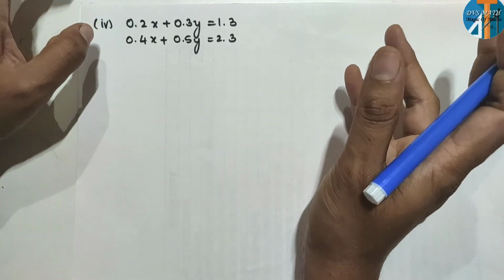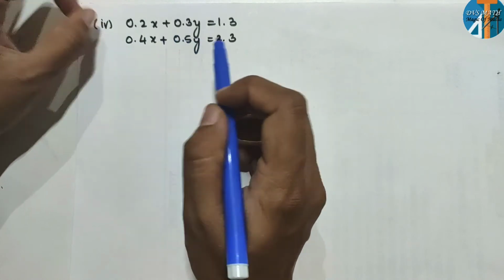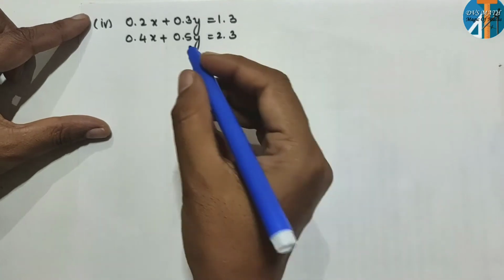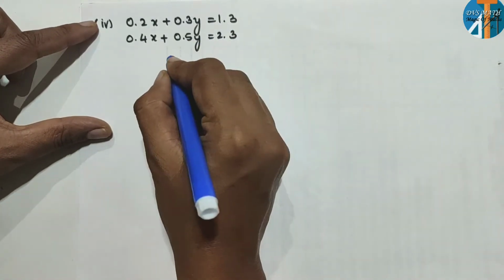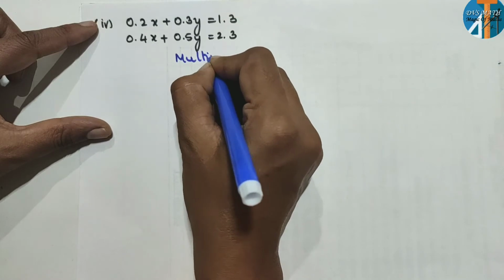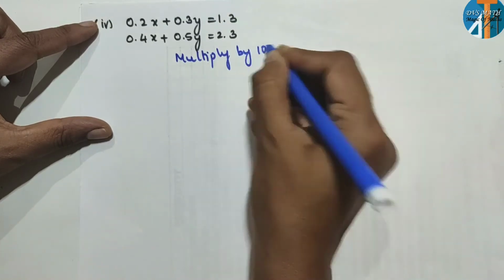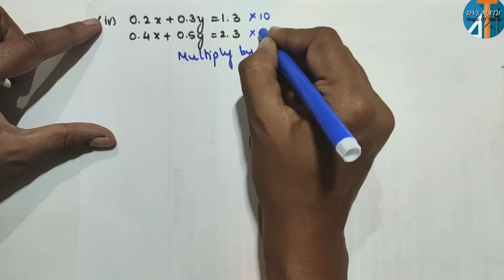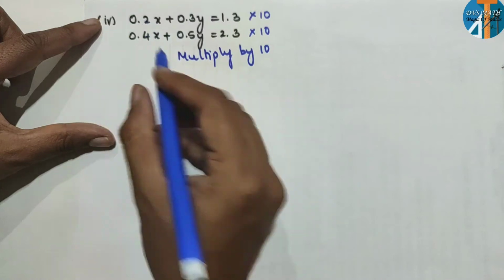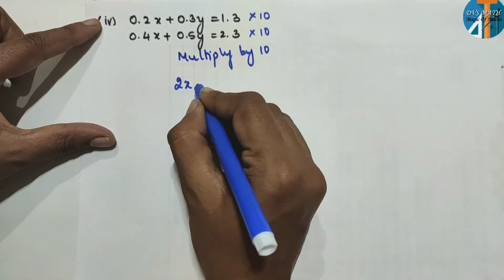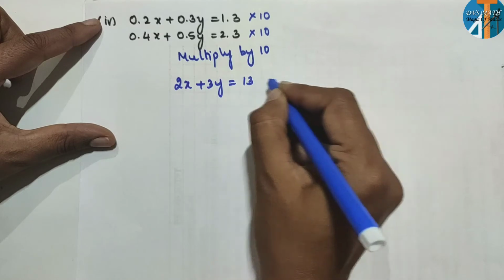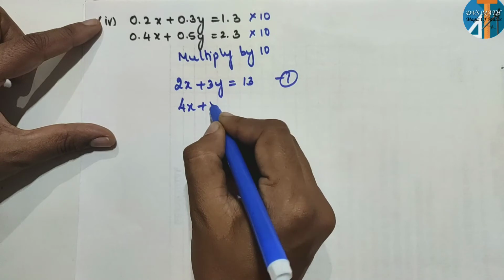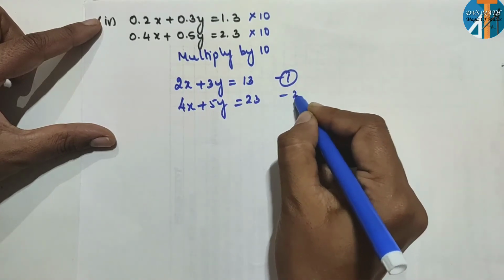It's like base numbers. Here they all have one digit after the point, so one decimal place. If it is one decimal place you can multiply by 10. Multiply 0.2 into 10, it becomes 2x. So you are multiplying the whole equation by 10. The equation becomes 2x plus 3y is equal to 13. Take it as equation 1. Here it is 4x plus 5y is equal to 23. So it becomes equation 2.